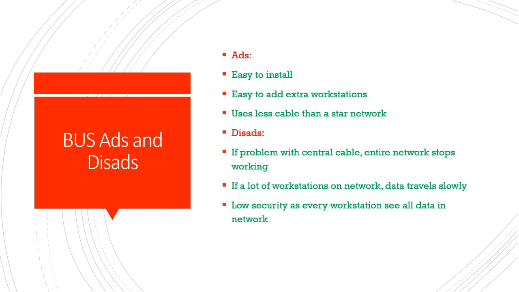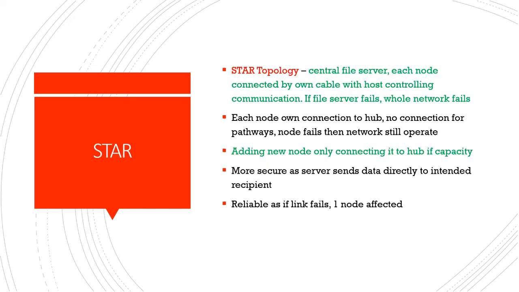So the advantage is that it's easy to install and it's easy to add extra workstations, and it uses less cable than a star network, which is our next one we'll talk about. The disadvantages are that if there's a problem with the central cable, then the entire network will stop working, and if there's a lot of workstations on the network, then data will travel slowly, and finally there's low security as every workstation will see all the data in the network.